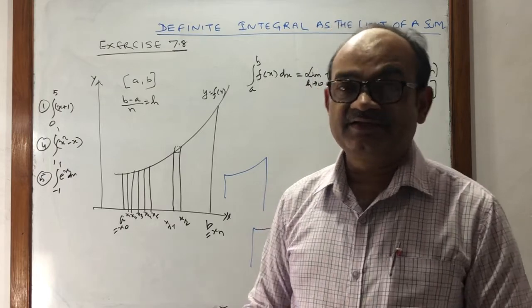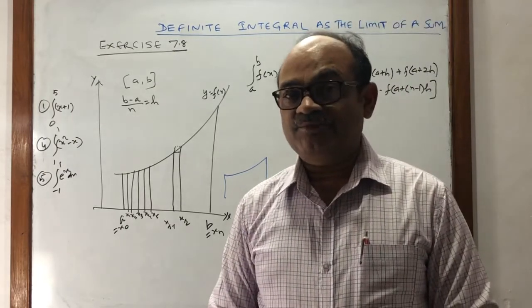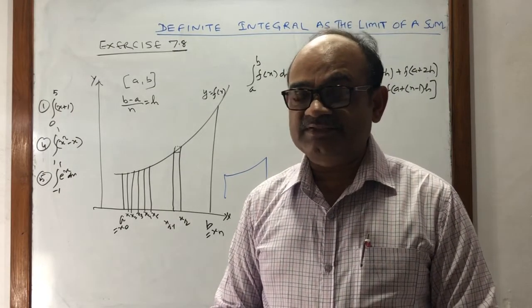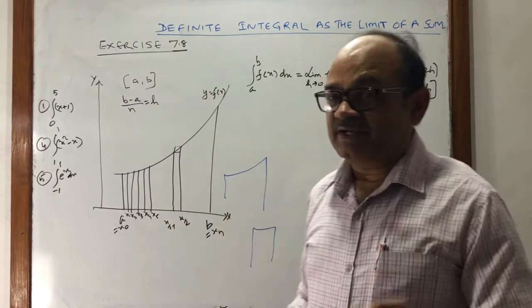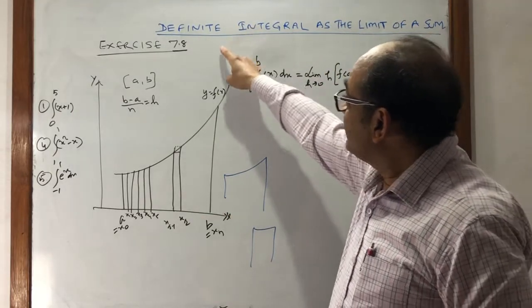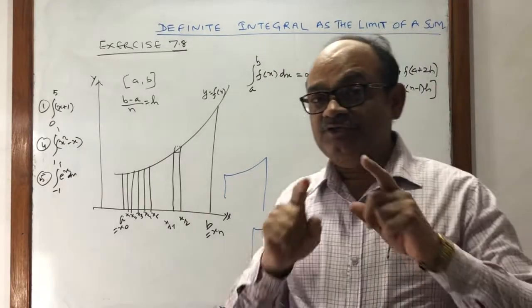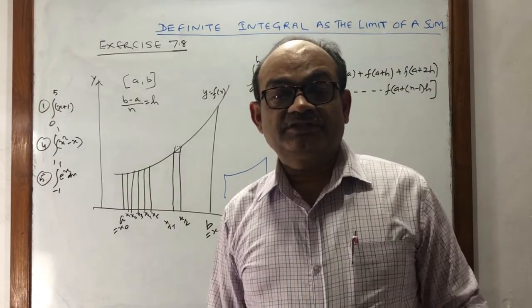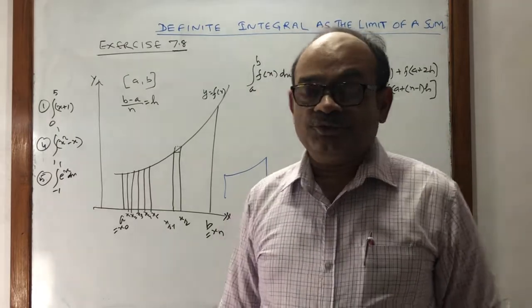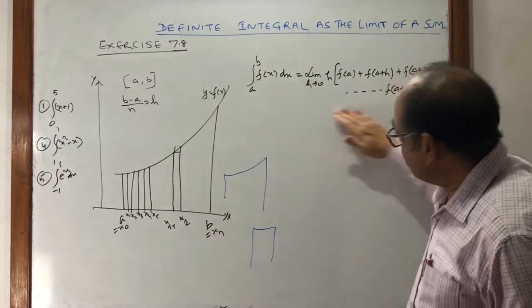So now we are starting the very important exercise 7.8, and be cautious: whenever in the board exam the language is find the definite integral as the limit of a sum, then don't go with the shortcut method, just like in your physics. No, you have to solve only by using this formula.